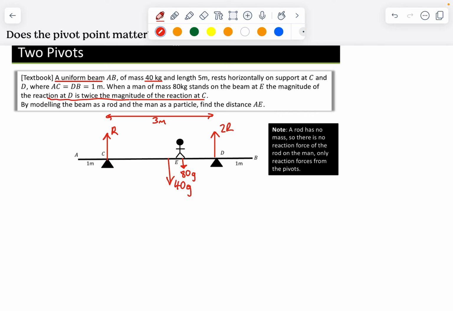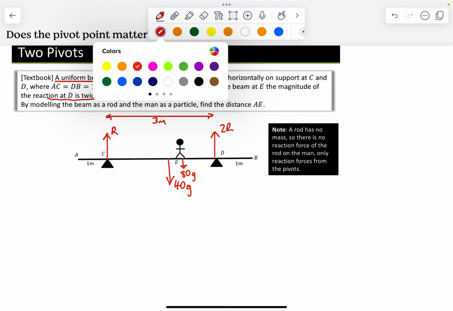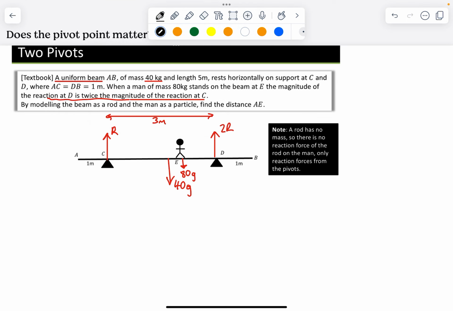Right, so the first thing we need to do is find out what that reaction force is. So first thing we do is we resolve in the vertical direction. So going up, I've got 3R, 2 plus 1. And going down, I've got 120g. So that means that 1R is equal to 40g.